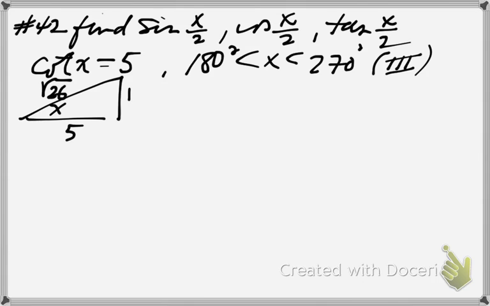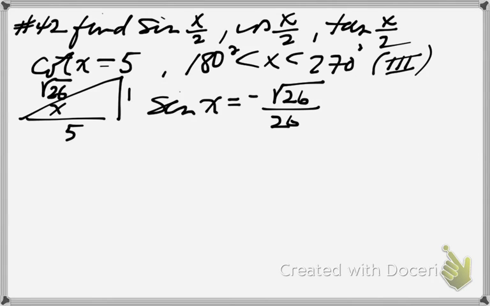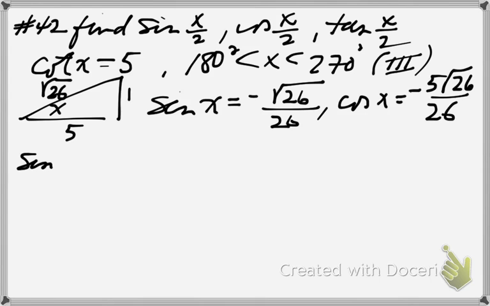And given that we're looking at the third quadrant, we know that the sine of x is going to be negative square root of 26 over 26, and cosine is going to be negative 5 square root 26 over 26. And tangent, you can just do sine divided by cosine. Tangent's going to be 1 over 5. I think I'll just solve part of this problem and let you guys solve the other ones.